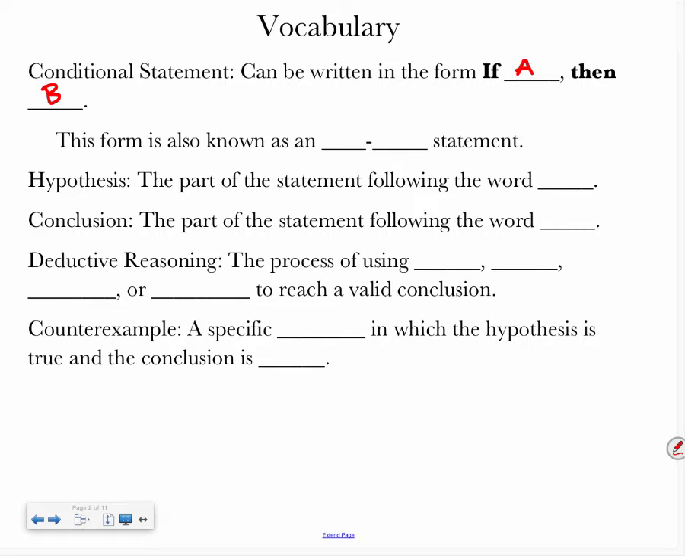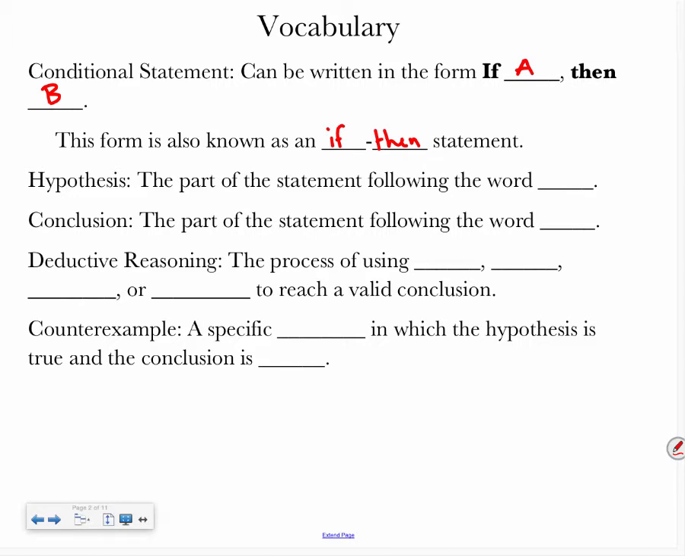This form is also known as an if-then statement. You'll probably hear me refer to it as an if-then statement more than I'll refer to it as a conditional statement. But once in a while, I like to keep you on your toes, and I will call it a conditional statement. The book always wants to keep you on your toes, and they will generally always call it a conditional statement.